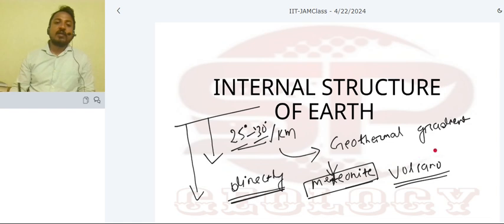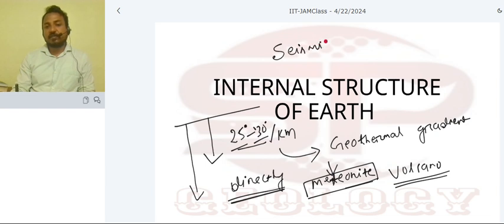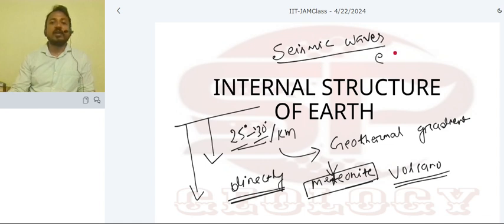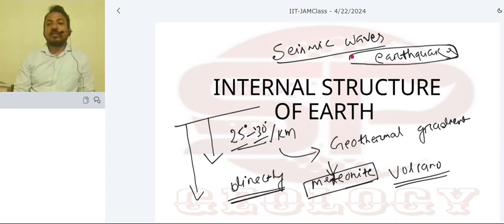The detailed internal structure is basically studied indirectly by seismic study, by seismic waves that are generated during an earthquake. These waves travel through the earth and follow Snell's law.